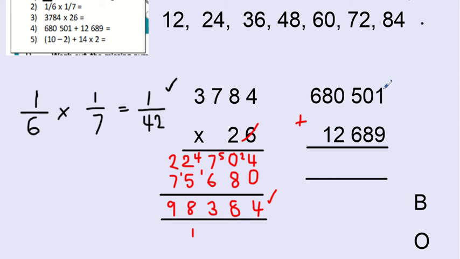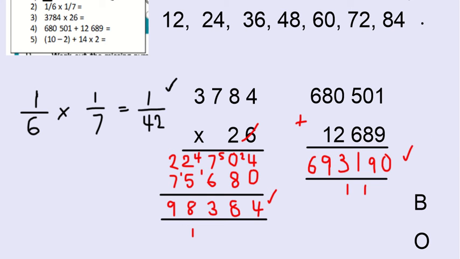So let's add them together. 1 and 9 is 10. 8 and 1 is 9. 5 and 6 is 11. Well done. 0, 2 and 1 is 3. 8 and 1 is 9. And 6 and 0 is 6. So hopefully you've got 693,119. You can give it a little tick.